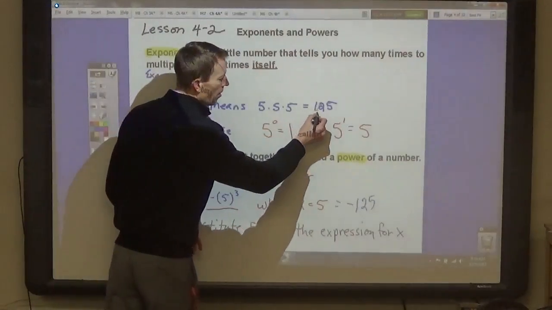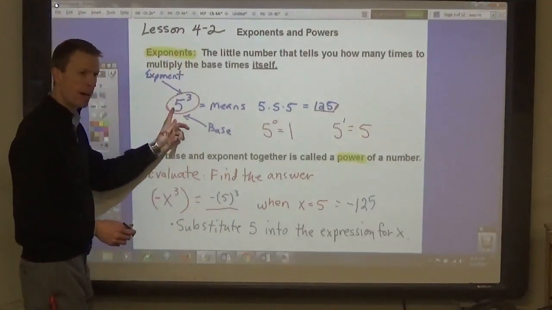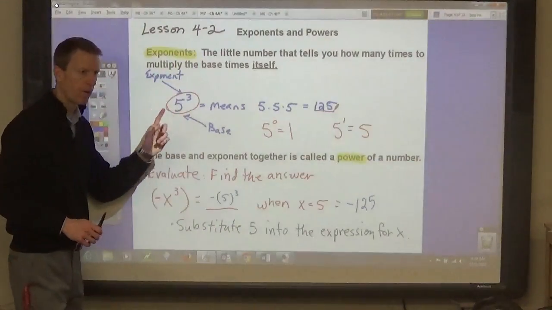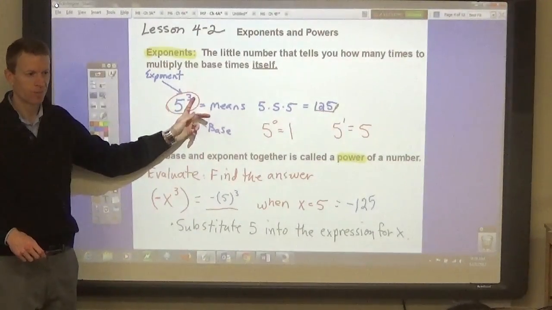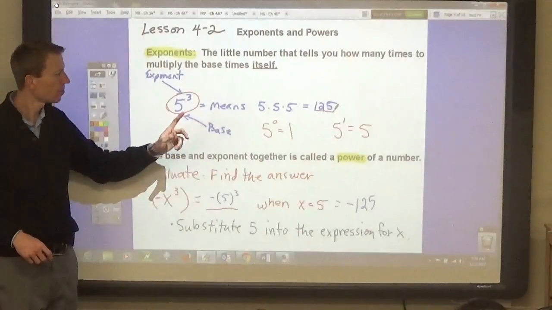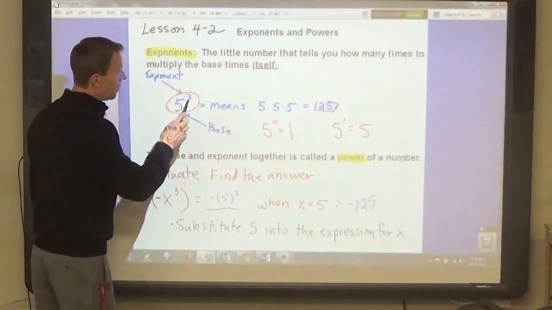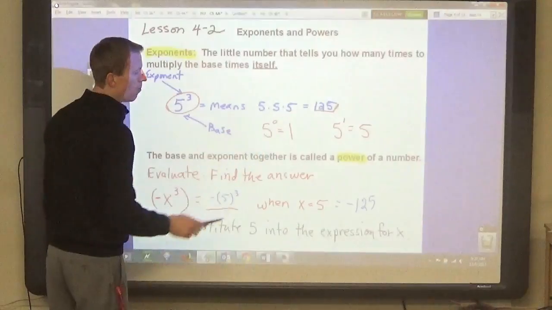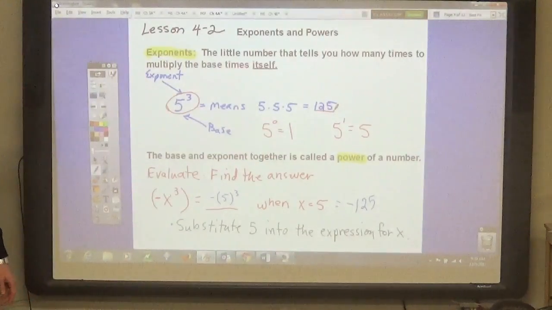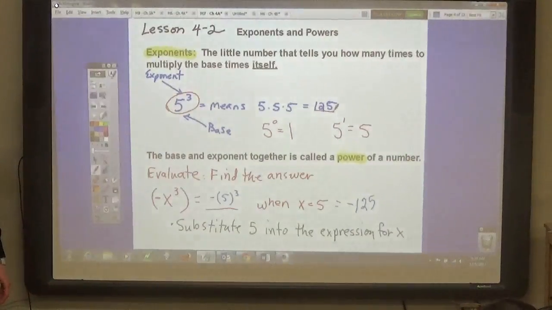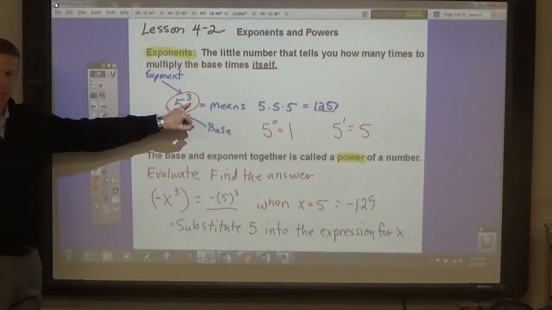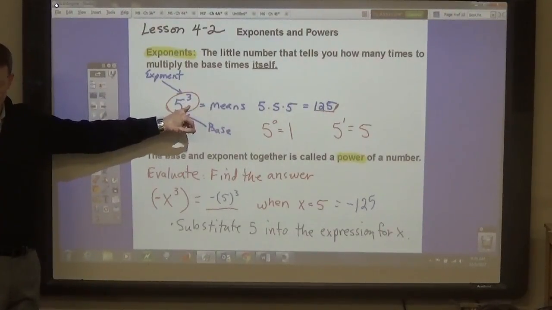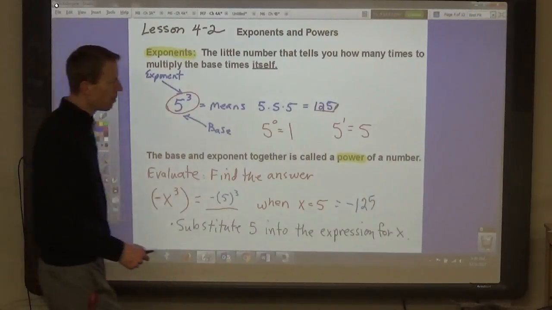So this number 125 is written as a power. And a power has a base and an exponent. Does that make sense? And the exponent tells you how many times to multiply the base times itself. The number of times a base is multiplied times itself is the exponent. Okay? Now, a couple of special ones.